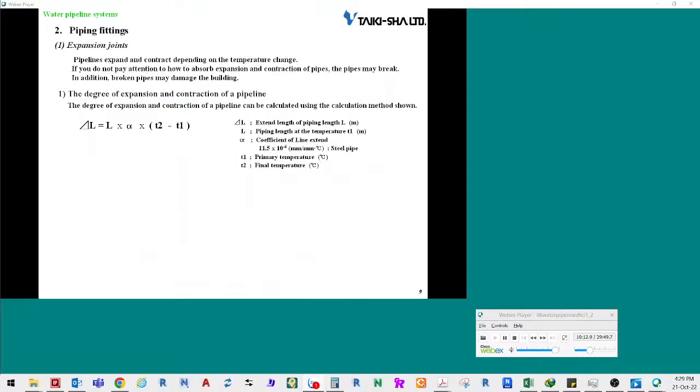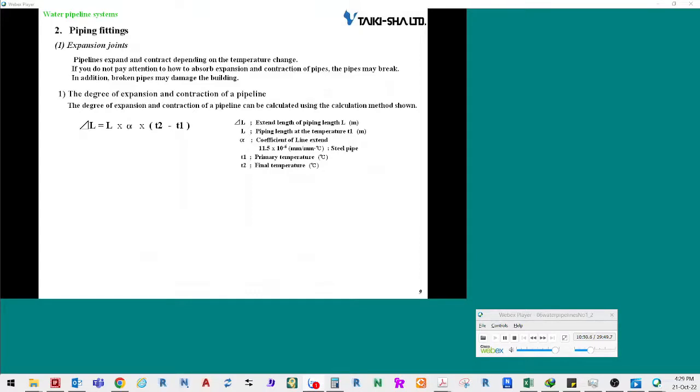Two, piping fittings. Piping fittings include valves and joints. Here, I will give you a brief explanation about expansion joints and air vent valves. Expansion joints. Pipelines expand and contract depending on the temperature change. If you do not pay attention to how to absorb expansion and contraction of pipes, the pipes may break. In addition, broken pipes may damage the building.